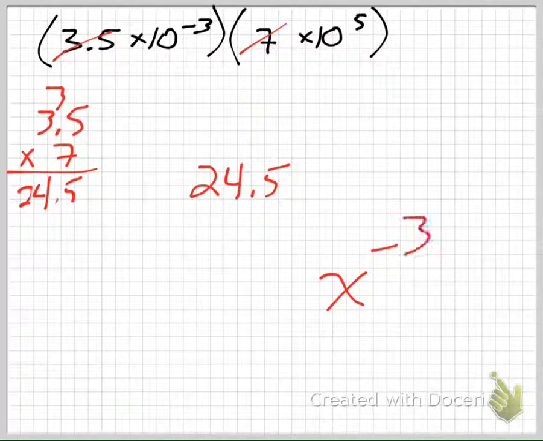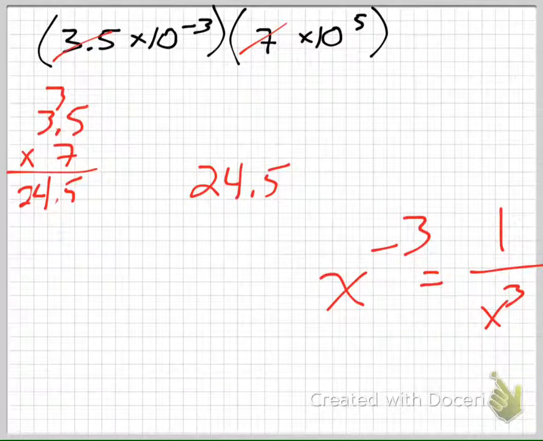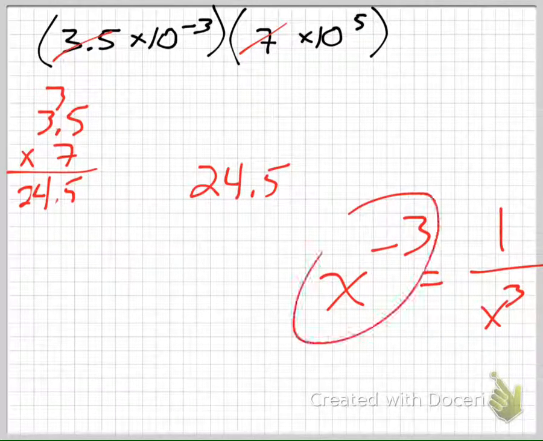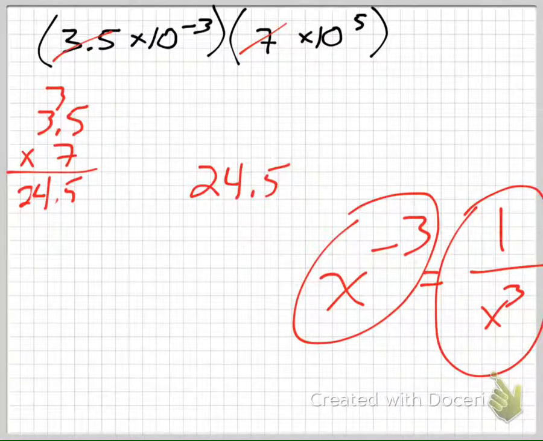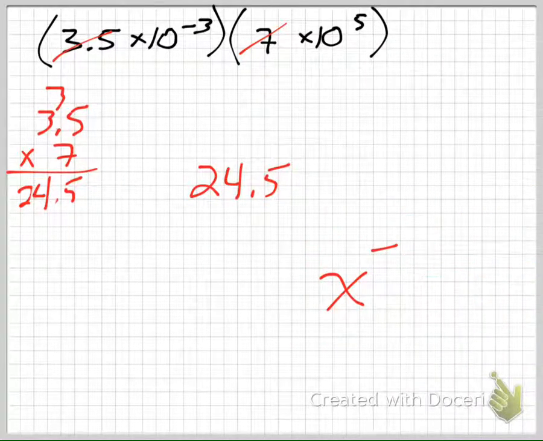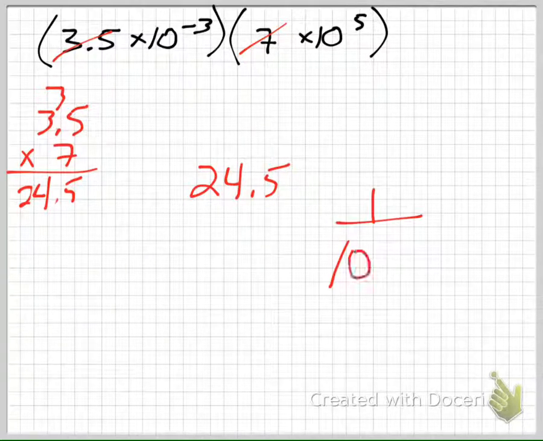X to the negative third is the same thing as 1 over what? X to the third. Agreed? Do you remember this now, that those are the same thing? A negative exponent is simply 1 over that thing to a positive exponent. So I will ask you again: what is 10 to the negative third? What's another way of writing that without the negative exponent? 1 over 10 to the third.